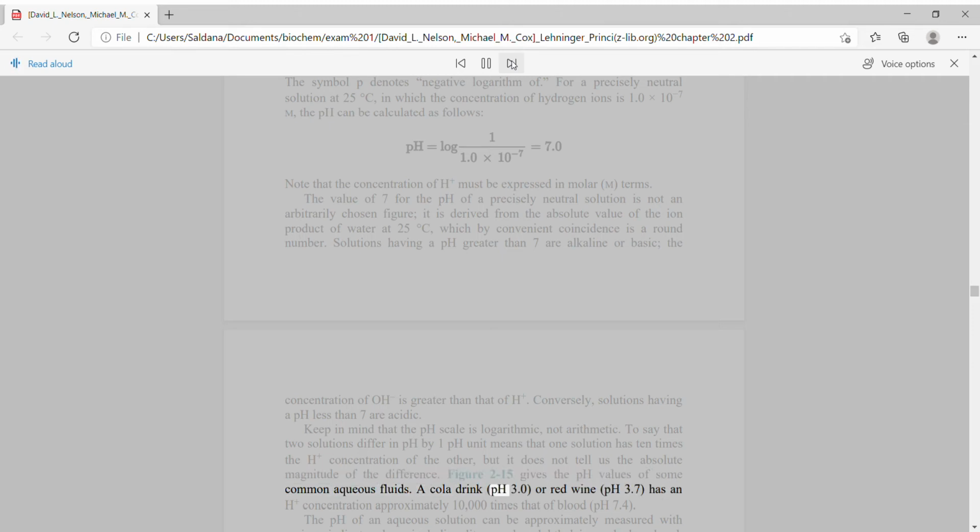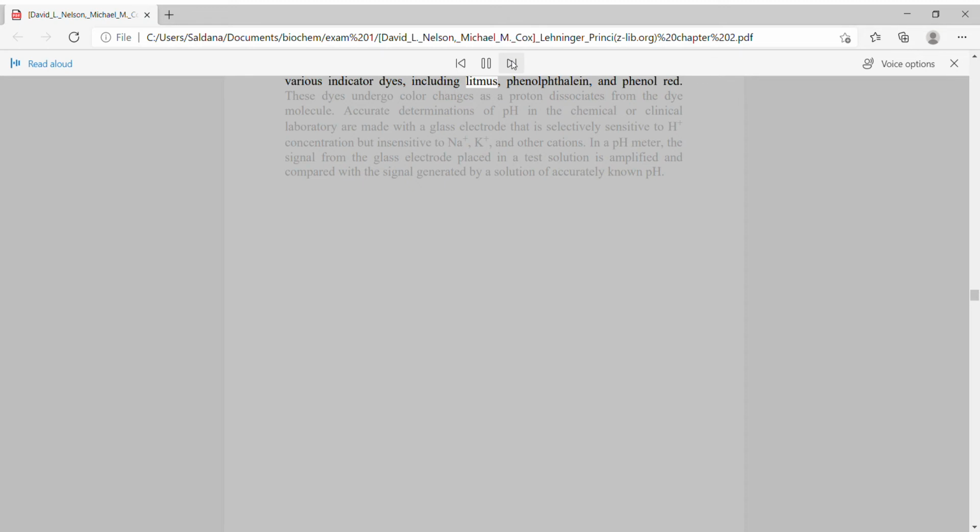A cola drink, pH 3.0, or red wine, pH 3.7, has an H+ concentration approximately 10,000 times that of blood, pH 7.4. The pH of an aqueous solution can be approximately measured with various indicator dyes, including litmus, phenolphthalein, and phenol red. These dyes undergo color changes as a proton dissociates from the dye molecule. Accurate determinations of pH in the chemical or clinical laboratory are made with a glass electrode that is selectively sensitive to H+ concentration but insensitive to Na+, K+, and other cations.